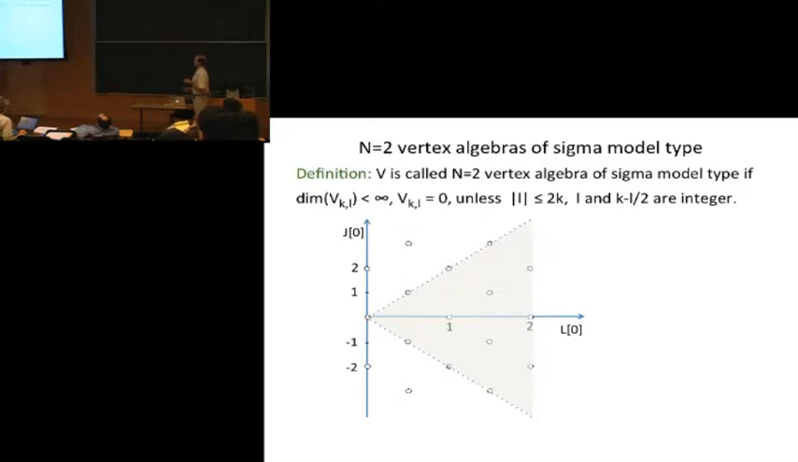So first of all, the fermion number has to be an integer. The conformal weight minus half of the fermion number has to be an integer. And there have to be inequalities. So the fermion number is bounded by twice the conformal weight.